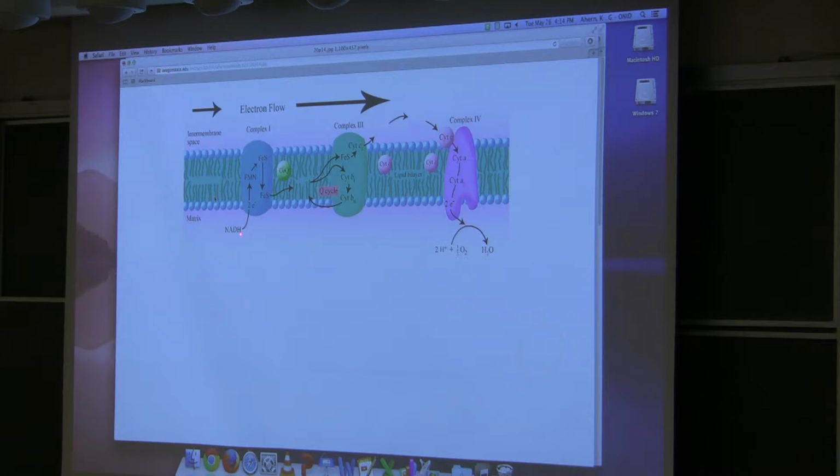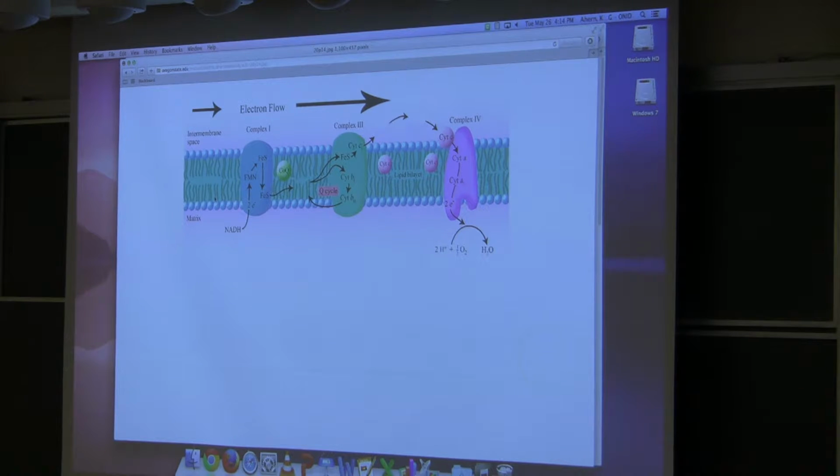So the electrons have moved through complex 1. Some protons got pumped out. We've started to create a proton gradient. And we know that a gradient can be used to do things. Coenzyme Q has accepted the electrons. And now coenzyme Q travels within that lipid bilayer and goes over and deposits them into complex 3.